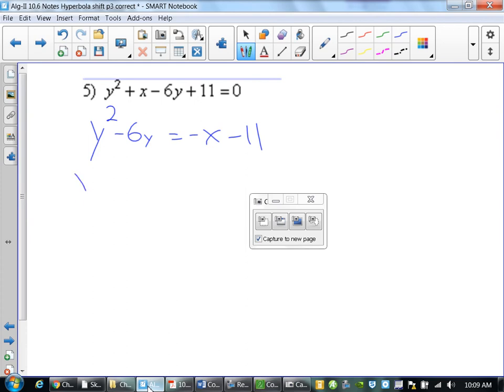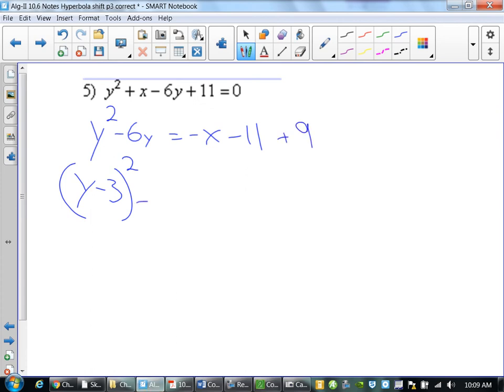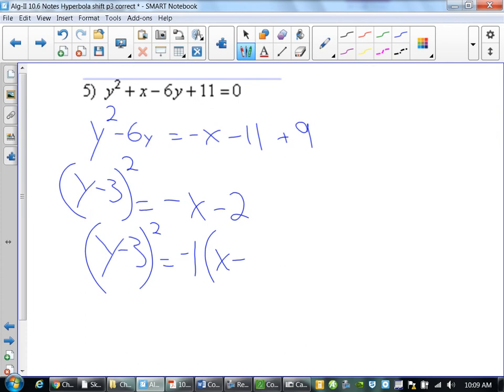Complete the square. We're going to get y minus 3 quantity squared, which means I have to add 9 over here. And then I have y minus 3 quantity squared is -1 times x plus 2. So this is going to give me a p-value again of -1/4. It's a y squared parabola, which means it's got to go left to right. Negative p means it's moving left.